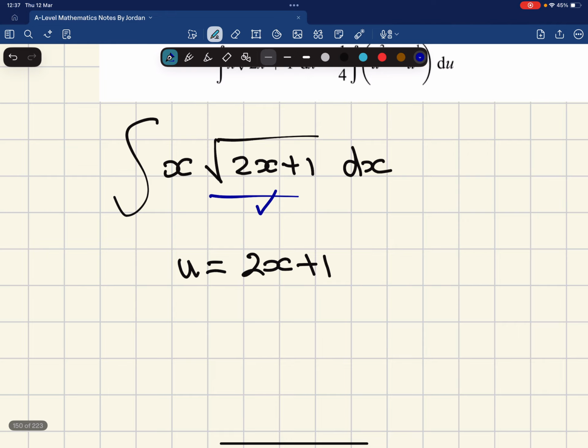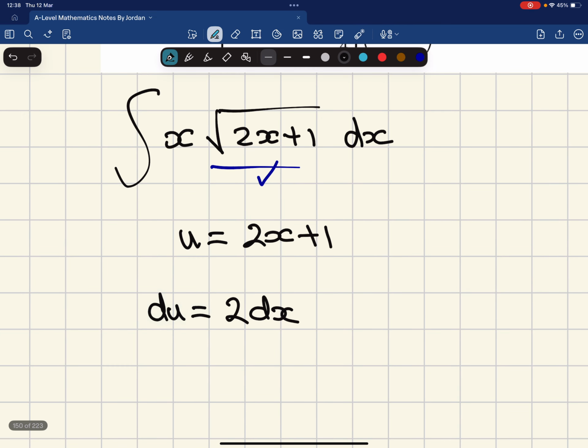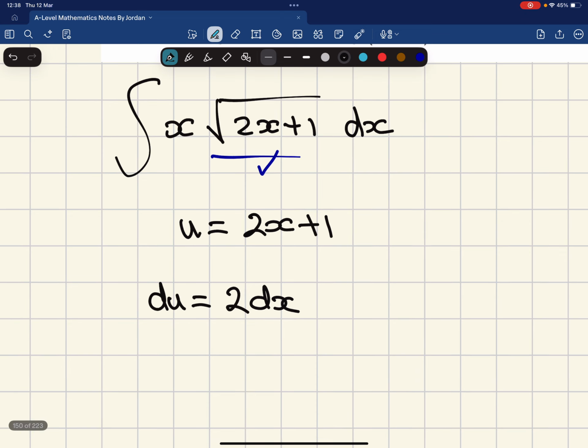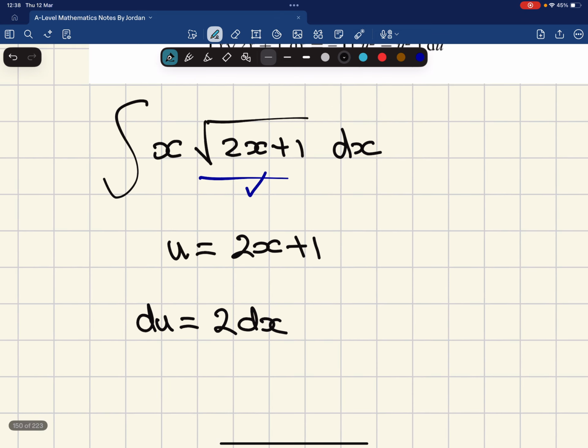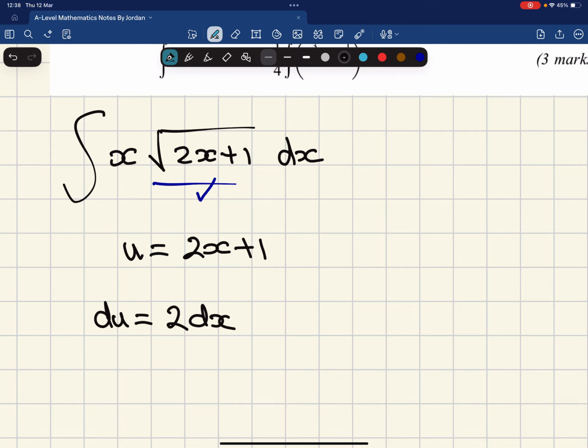Okay? So this is the way I tend to do it. I write du on the left, and then I differentiate 2x plus 1, which gives us 2, and then just write dx on the back. If that confused you, I'm going to show you where that comes from.